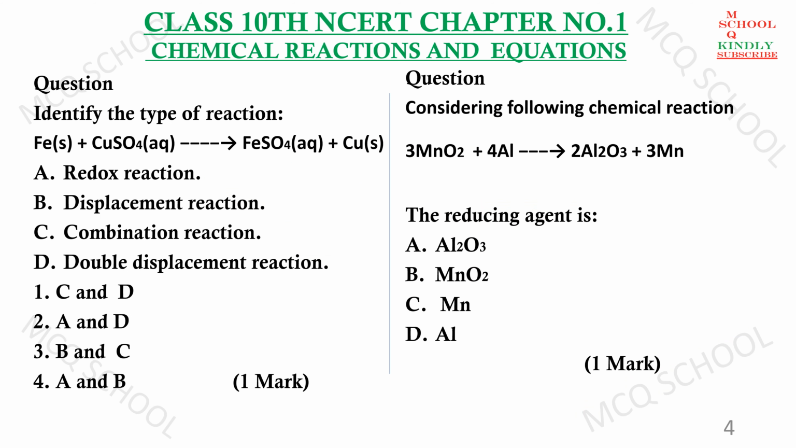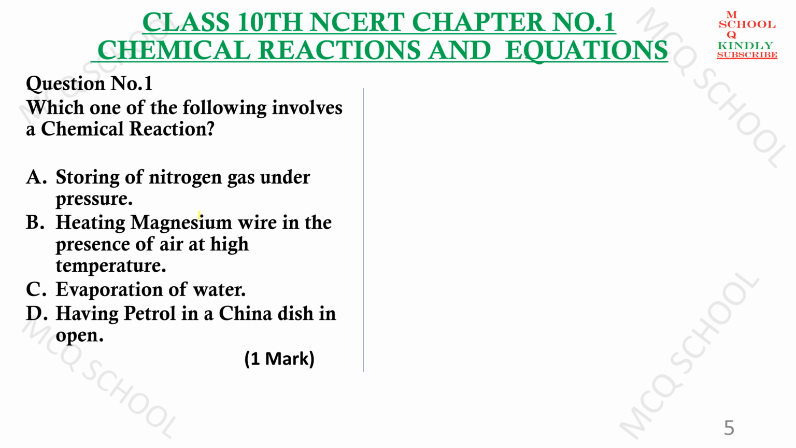Let us see these two questions whether you are able to solve them. Let us solve these questions and many more questions of this chapter number 1 on coming slides. Let us start question number 1. Which one of the following involves a chemical reaction? A. Storing of nitrogen gas under pressure. B. Heating magnesium wire in presence of air at high temperature. C. Evaporation of water. D. Having petrol in a china dish in the open.